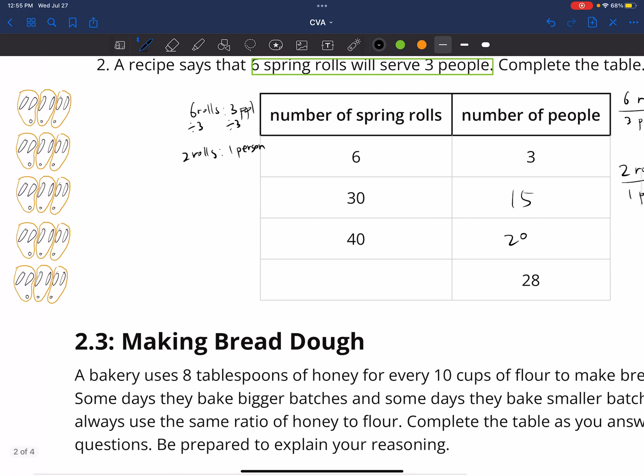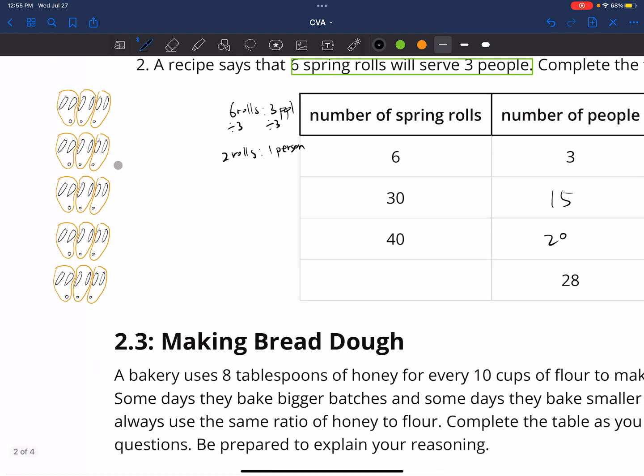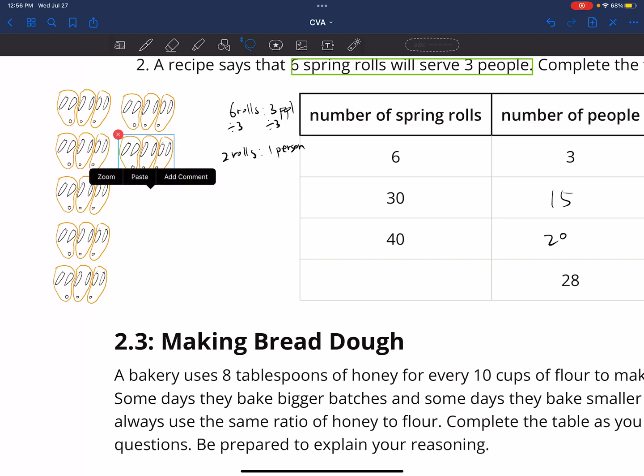Now, if you want to see the proof of it, so I have 6 spring rolls. So what is it? This was 30, right? So 30 spring rolls. This would make it 33 spring rolls, 36 spring rolls, and 42 spring rolls, right? So just to double check, 6, 12, so I have 1, 2, 3, 4, 5, 6, 7, 8. 8 times 6 is 48. So that's actually not what I want.